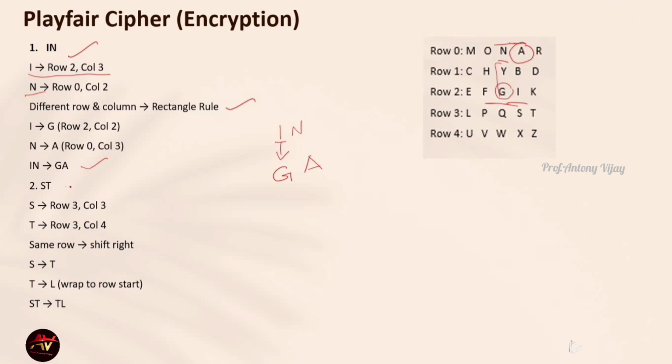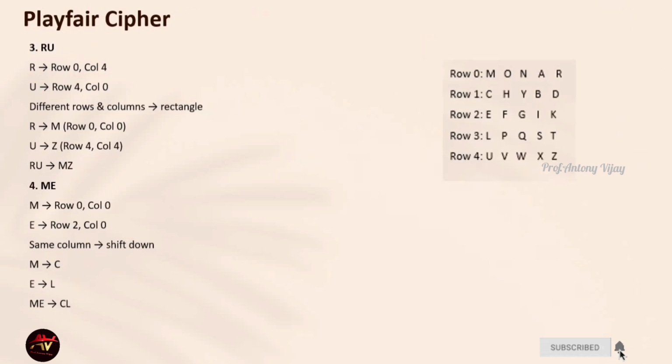The next step is we are going to see ST. Here ST is in the same row. If it is in the same row, we have to shift right. So instead of S, you use T, and instead of T, you use L. So ST becomes TL. Likewise, you have to repeat. And now it is RU.